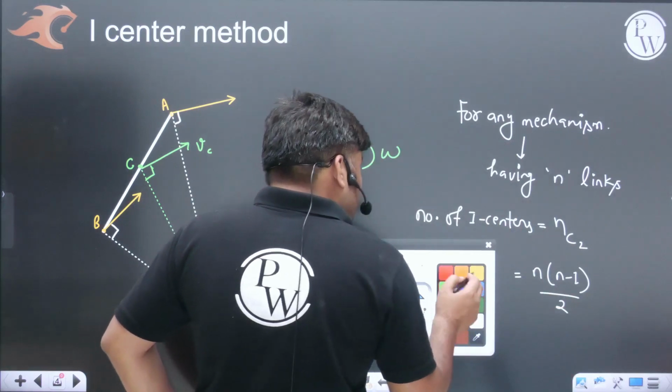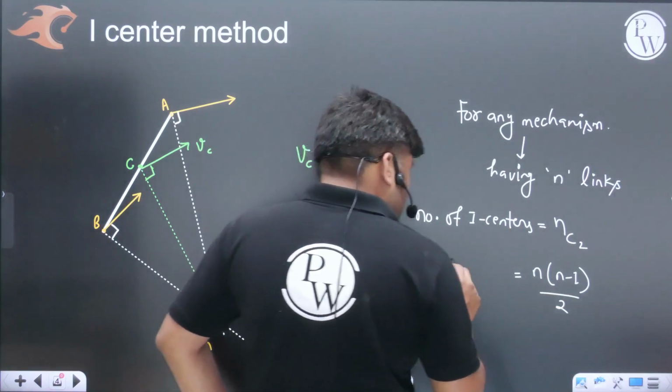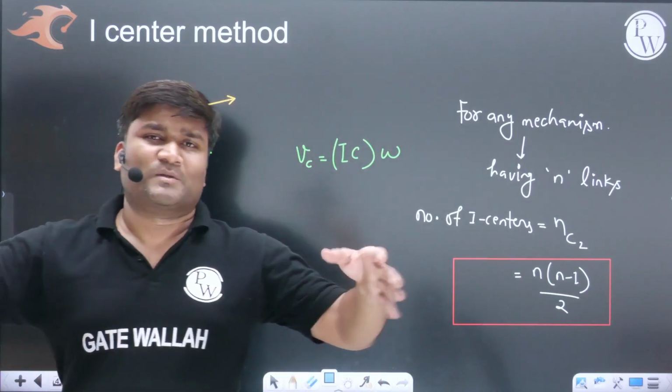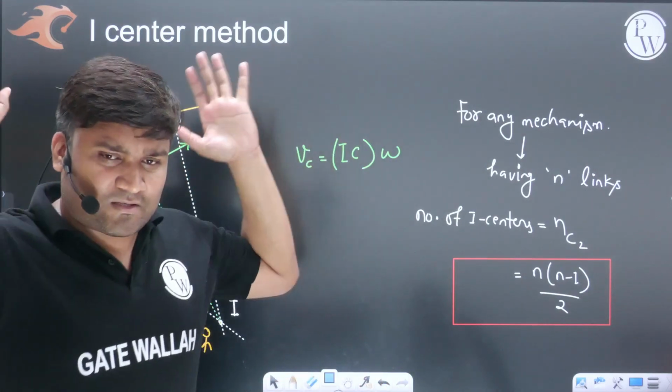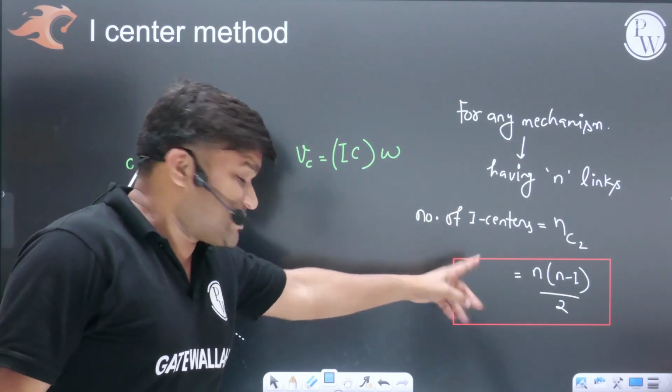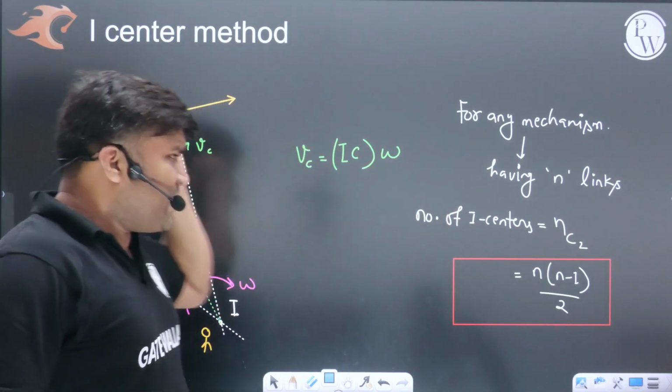And in the examination, they are going to ask questions based on this. Just tell me how many I-centers are going to be there. Just calculate the number of I-centers. That's it. The very first thing you can expect a question from. The very first concept. Clear?